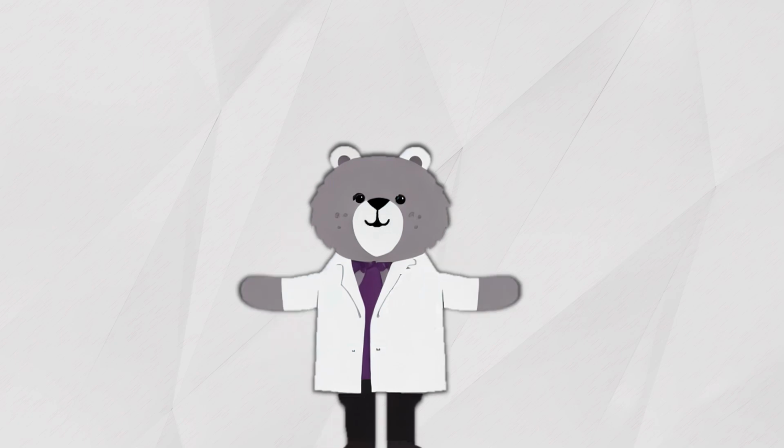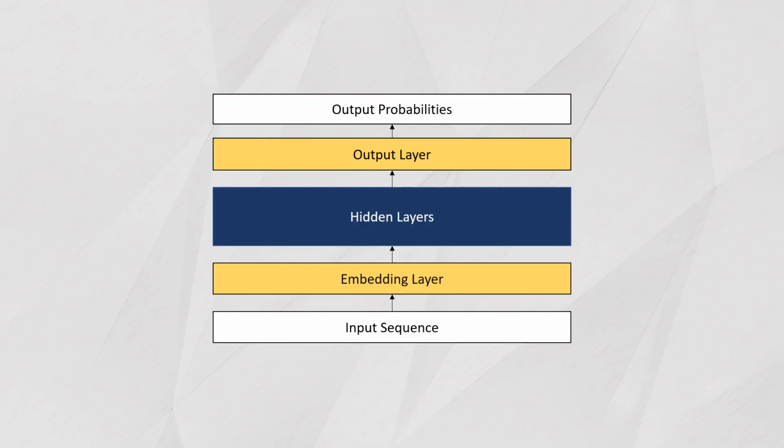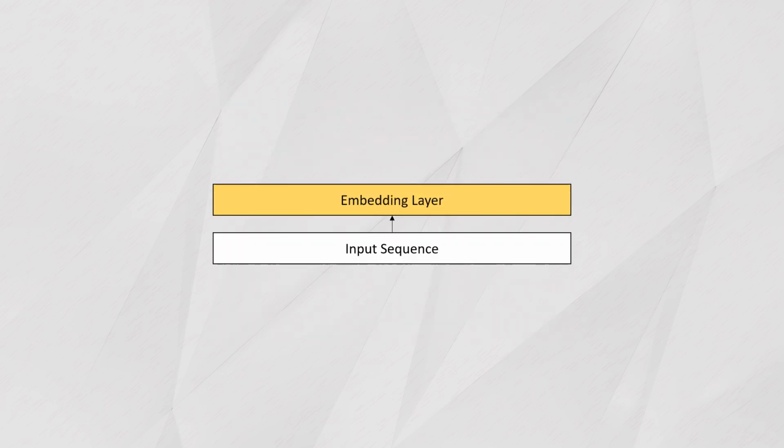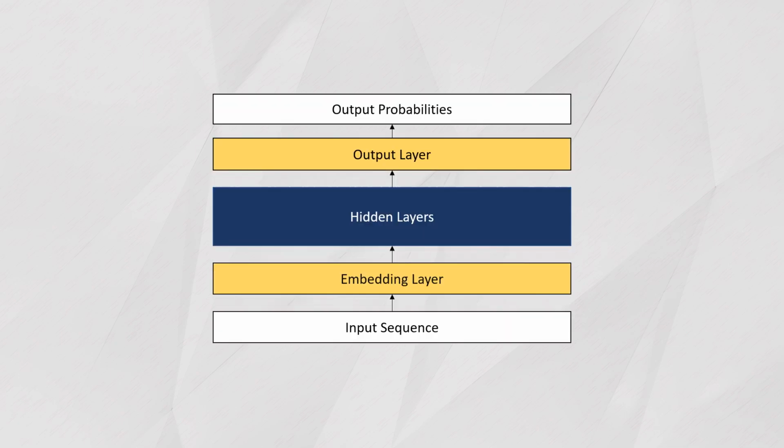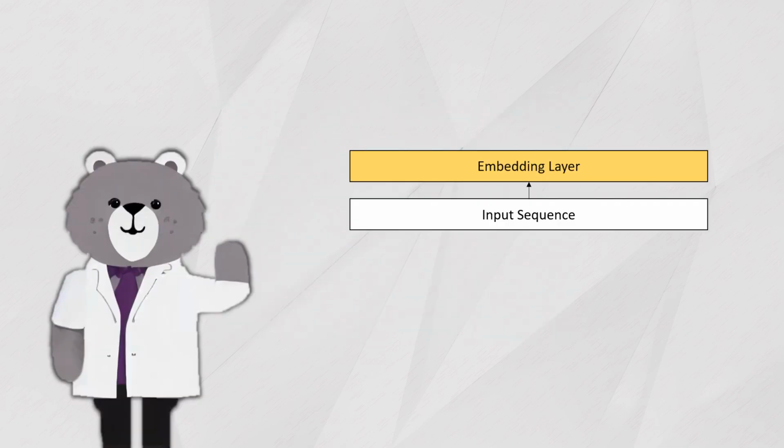Now that we've defined what language models are, let's talk about the structure of language models. To understand language models, we need to first understand three of their primary components. More specifically, we need to understand what an embedding layer is, what hidden layers are, and what a model's output layer is. Let's start by talking about the first of these components, the embedding layer.